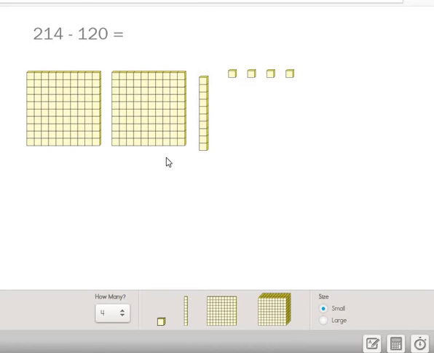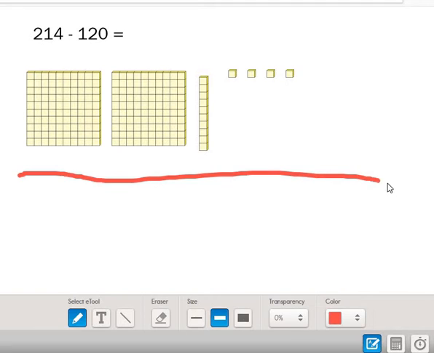Now let's subtract. Let's start with ones. We don't have to subtract any ones. So 4 minus 0 equals 4 ones. We don't have to cross out any ones. But what about tens? Here we have 1 minus 2. We need to cross out 2 tens. Do we have enough tens, grade 2? We don't have. So what do we need to do?